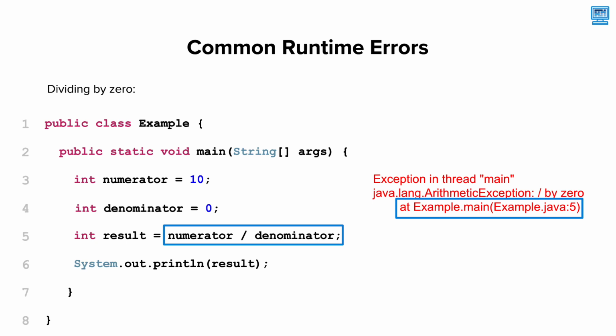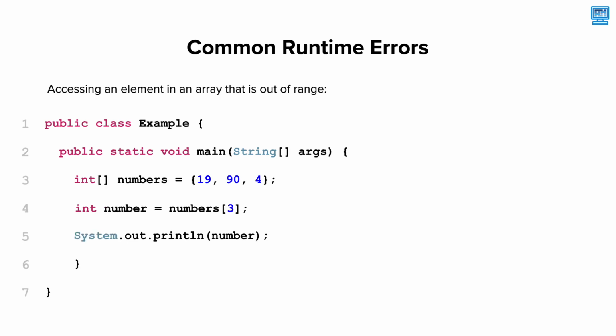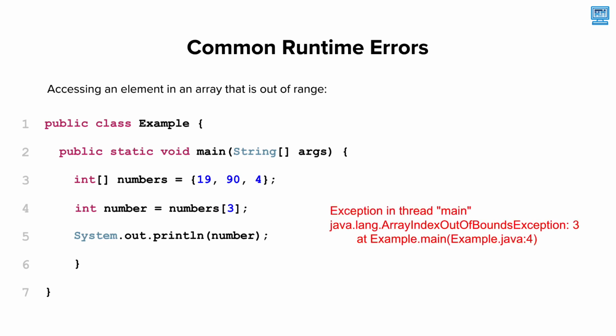Let's look at a different example. Here we have a program where we're trying to access an element in an array that is out of range. Let's go through this one step by step as well. We have an array with 3 elements, and the indices are 0, 1, and 2. Then on the next line, we see that the program is trying to access a 4th element by accessing the 3rd index. This will cause an error that will give us an error message.